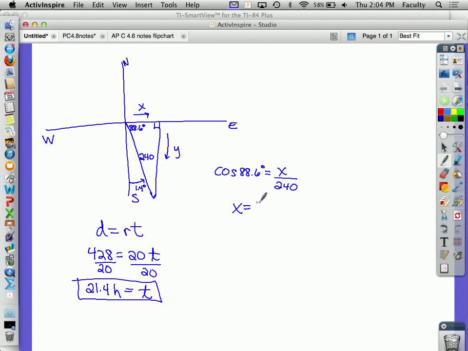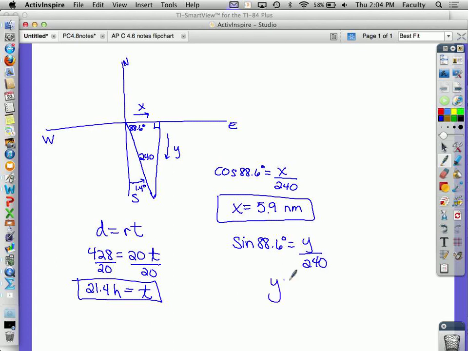So I got x is 5.9, and that's nautical miles. And then let's find y. From 88.6 degrees, that's opposite over hypotenuse, so that's sine. And I'm getting y is 239.9.